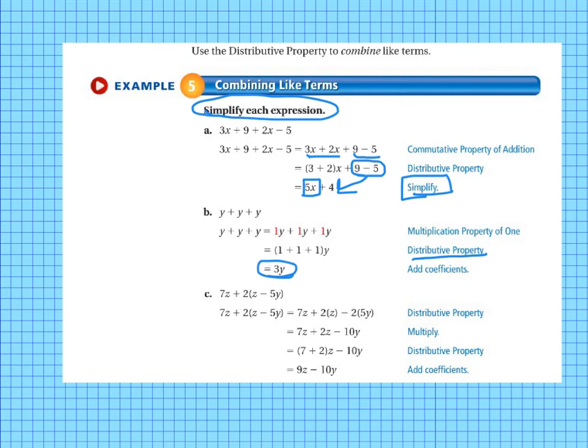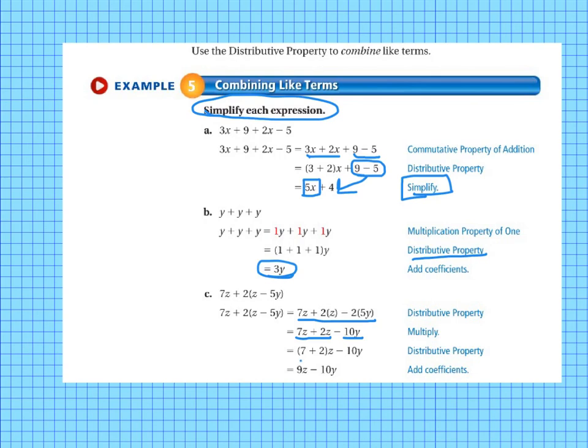Finally, letter C. We have 7z plus 2 times z minus 5y. So once we break it all apart, we have 7z plus 2z minus 2 times 5y. And so when we multiply, we have 7z plus 2z minus 10y.